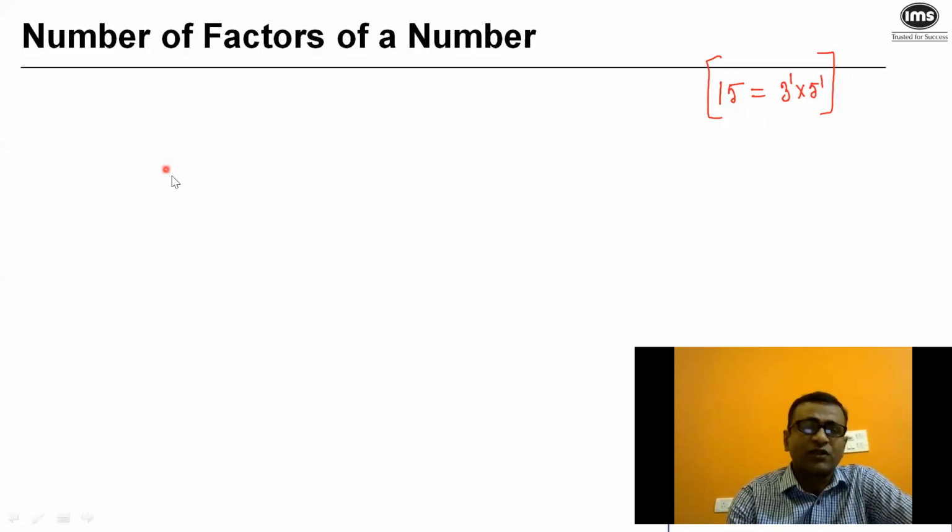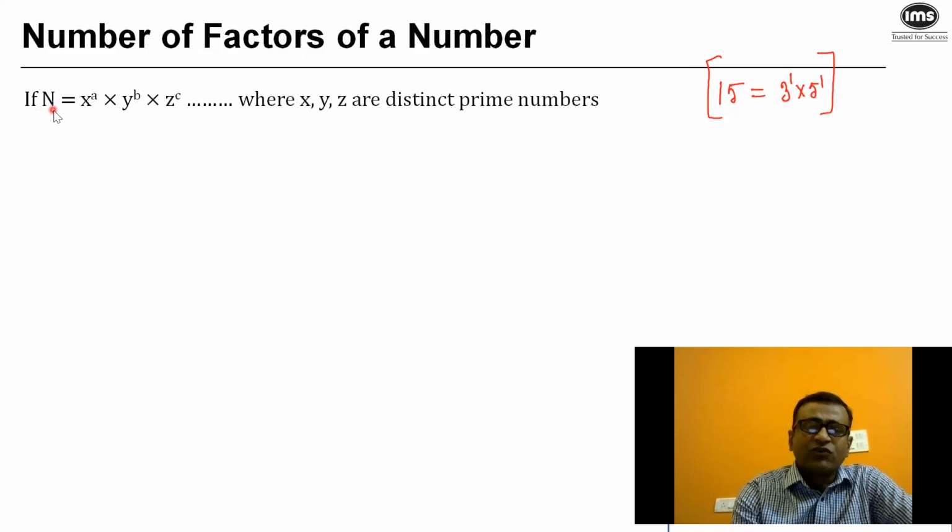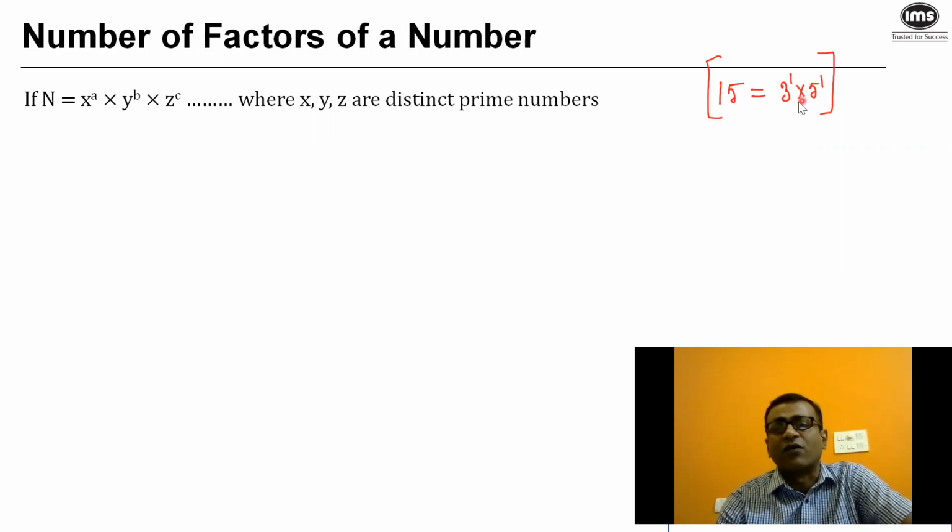What is that approach? See here, if n is your number, first we have to write this n in the standard form, that is 3 to the power 1 and 5 to the power 1. Maybe some different numbers will come in place of 3 and 5. So simply I have written here x to the power a, y to the power b, z to the power c, where x, y, z are distinct prime numbers. These should be different. A, B, C may be identical or distinct natural numbers. You can get this by doing the prime factorization method.